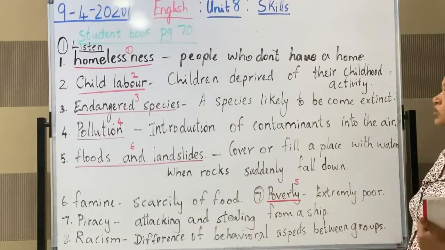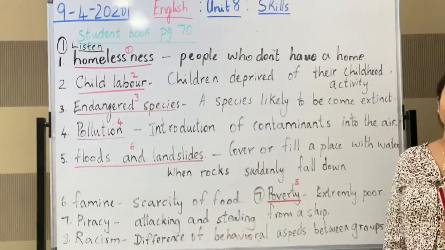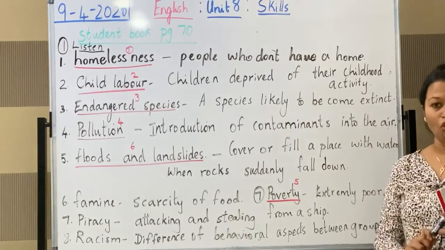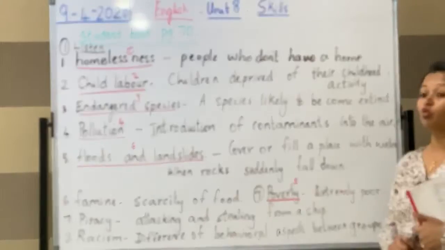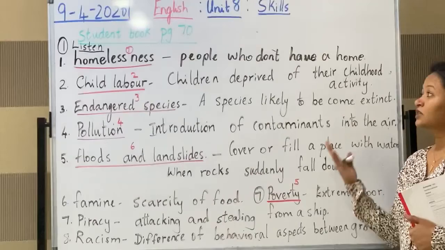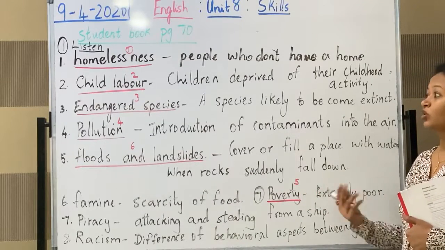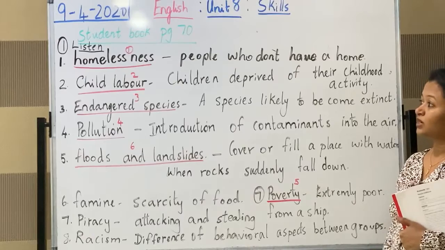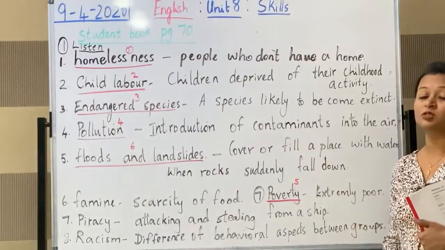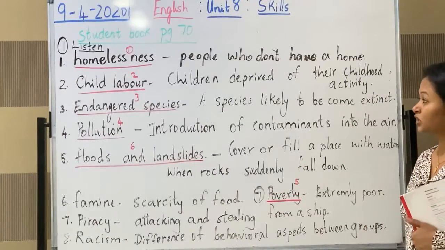Okay, the vocabulary words. The first word is homelessness. What do we mean by the term homelessness? It means people who don't have a home. Now there are many people who don't have homes. They're just lying on the roads because they don't have enough money to either pay the rents or even own a house. Okay. The next one is, now all these are the disasters of people, the problems faced by many people. So I'm just going to explain the vocabulary words to you.